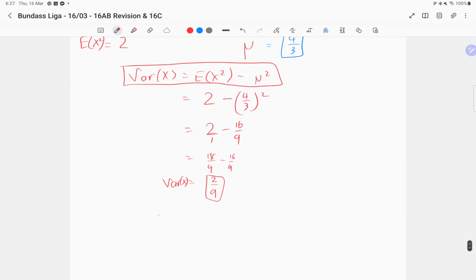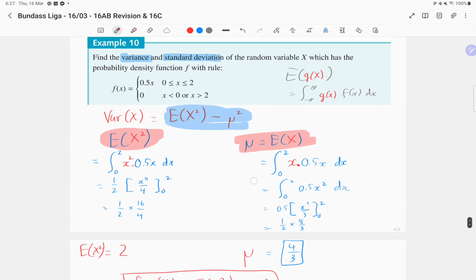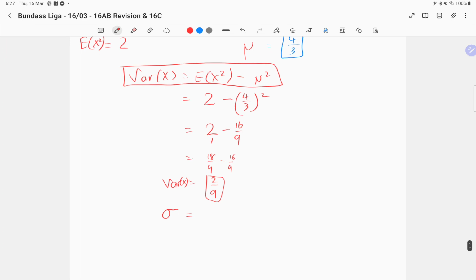Now what is the standard deviation then? Sigma is the standard deviation. So if they ask you for the standard deviation, sigma would be the square root of the variance, which is that, and then that would be square root 2 over 3. That's the standard deviation. Does it make sense?